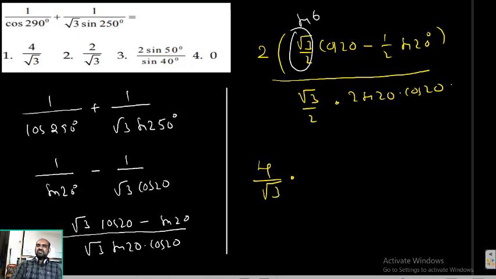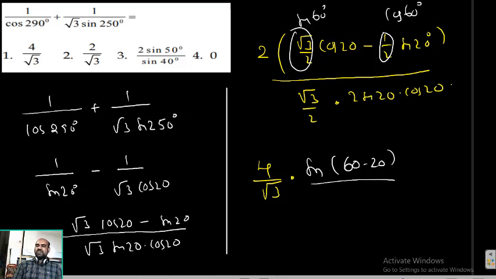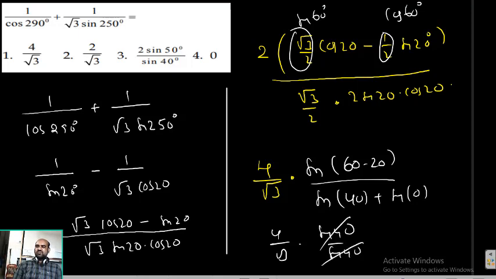Here sin 60 and cos 60 in the form sin A cos B minus cos A sin B, that is sin of A minus B, 60 minus 20, by 2 sin A cos B, which is sin of A plus B plus sin of A minus B, that is sin 40 plus sin 0. So 4 by root 3 into sin 40 by sin 40. So my answer is 4 by root 3. This is the answer for the problem.